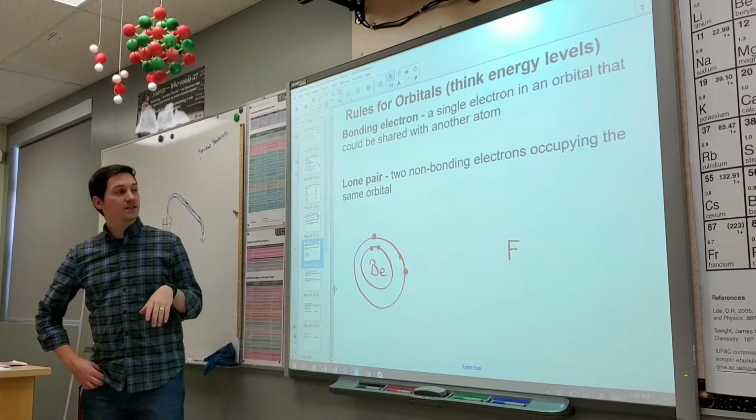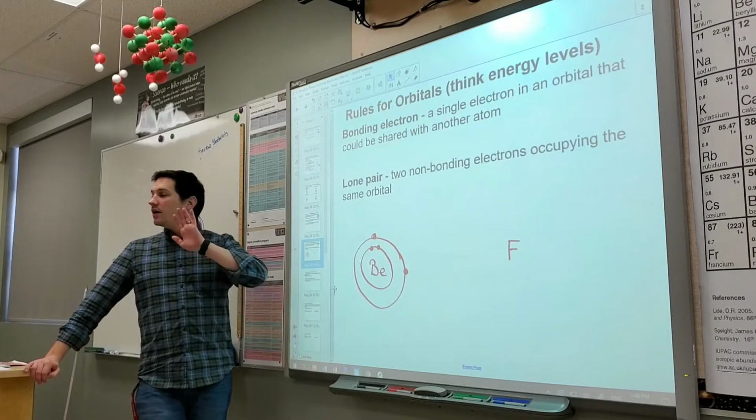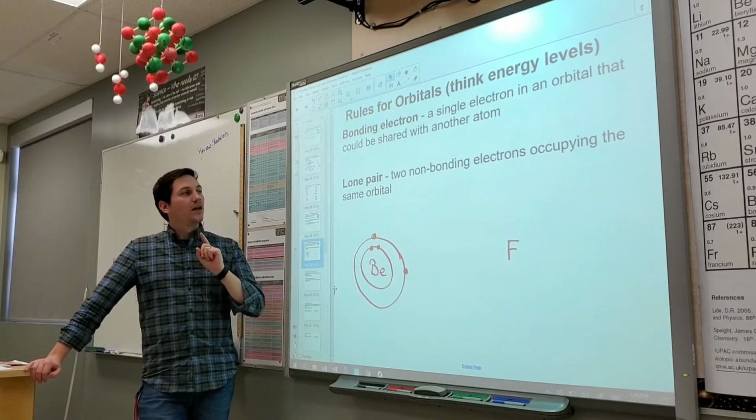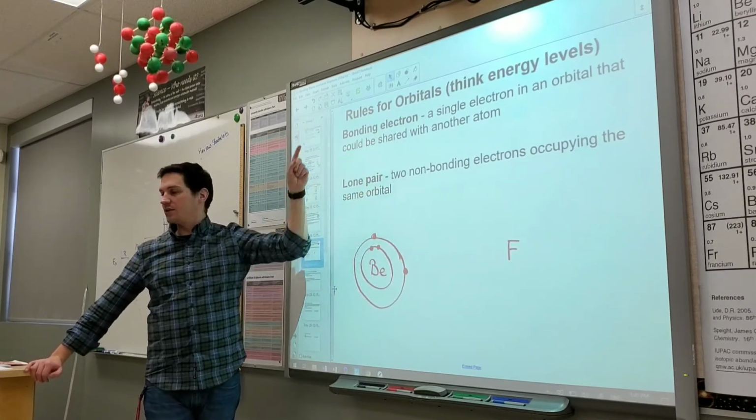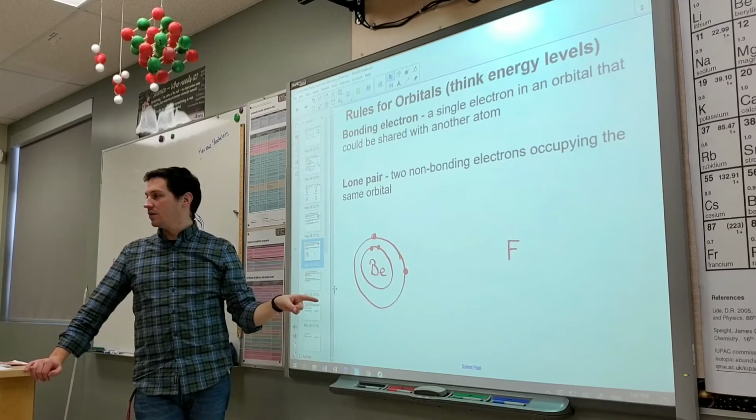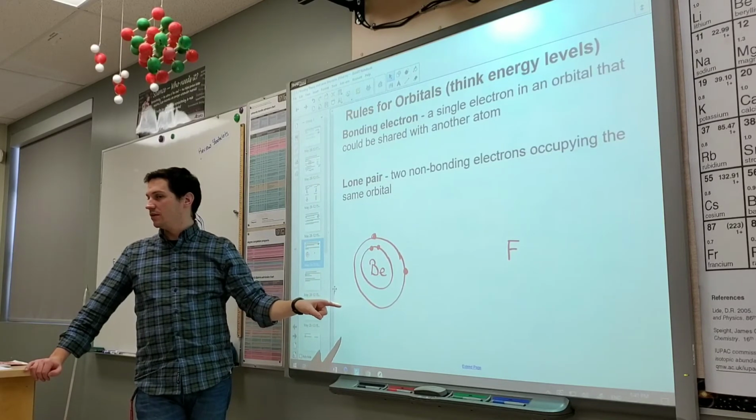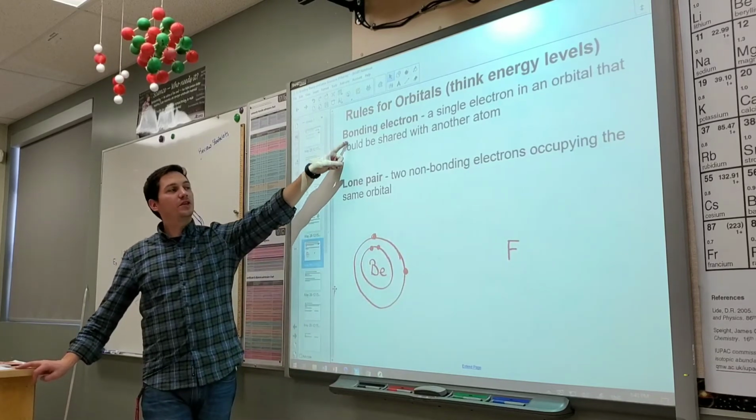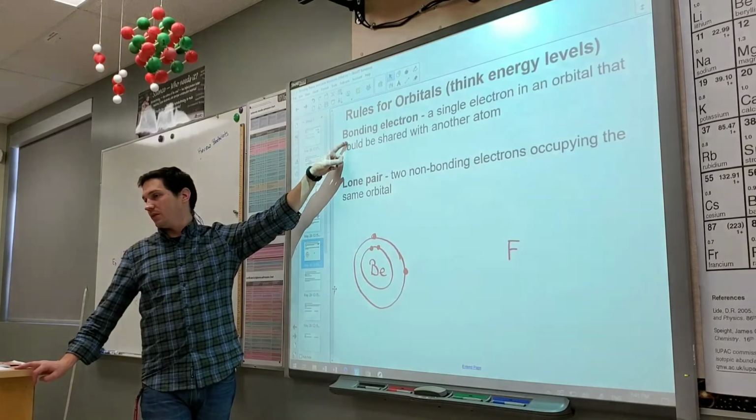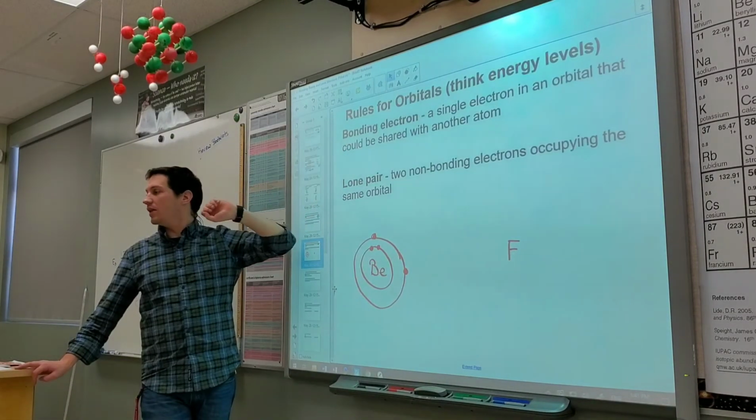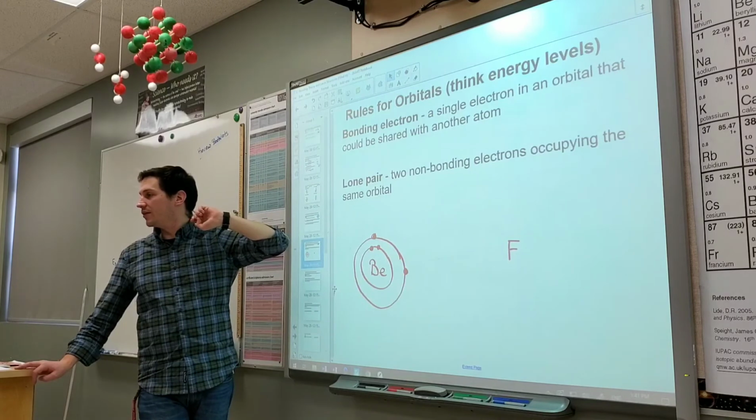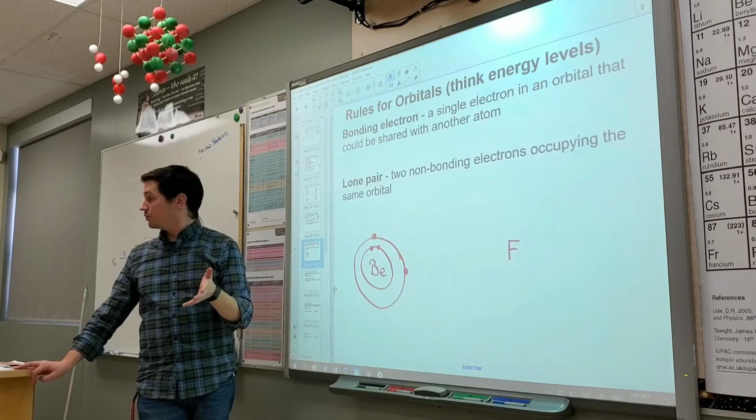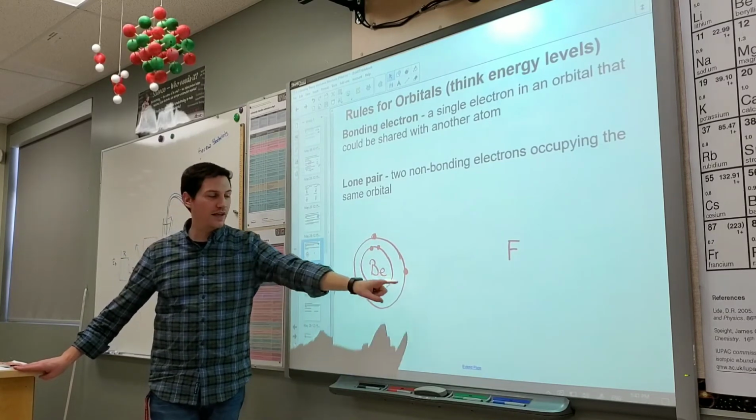So I'm curious, in our valence shell only, how many bonding electrons are in our valence shell here? Look at our valence shell and read the description of a bonding electron. A single electron that's not paired up with any other electrons. 2. So how many bonding electrons do we have? 2. Good. This is a bonding electron, that's a bonding electron.